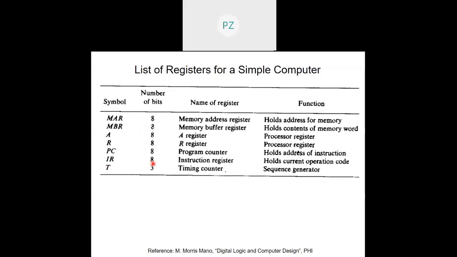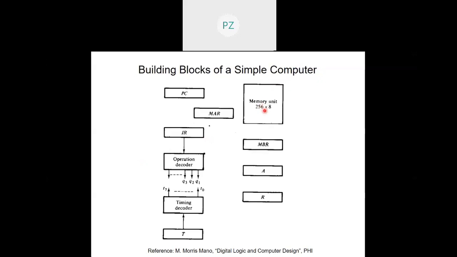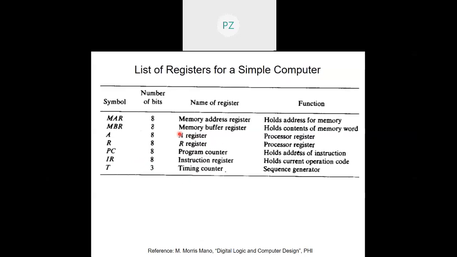Likewise, IR has to be 8-bit wide because the instruction or the opcode which is coming out of it will be 8-bit wide, because the contents of it are 8-bit wide. So in that sense, MBR and IR both will have to be 8-bit wide.